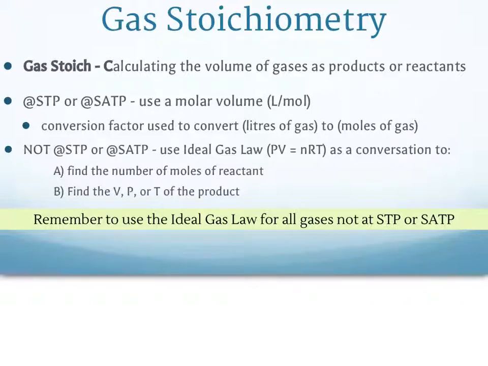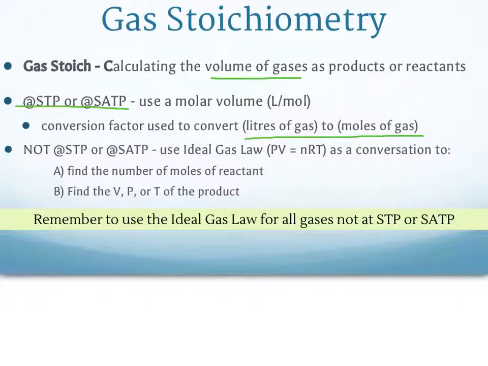Gas stoichiometry means that we're calculating the volume of gases, and that could be as a product or as a reactant. In gas stoichiometry, you're using 2 different options of conversion factors. If the question says that your gas is at STP or at SATP, what you're using is your molar volume, which you will be given, and it's either 22.4 at STP or 24.8 at SATP, and they're both in liters per mole.